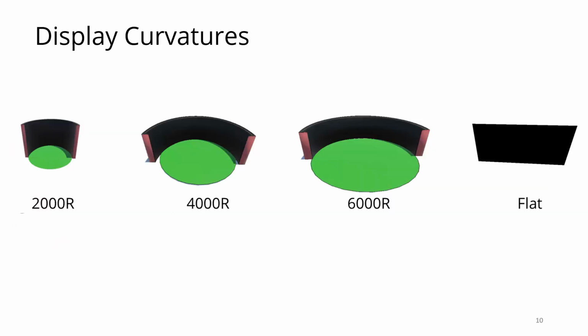So let's move on. We included four display curvatures, which are 2000R, 4000R, 6000R, and flat. And here, the numbers such as 2000 refer to the radius in millimeters, so 2000 millimeters or 2 meters, while the flat display has a curvature of infinity. In our case, the display height was set to 3 meters.